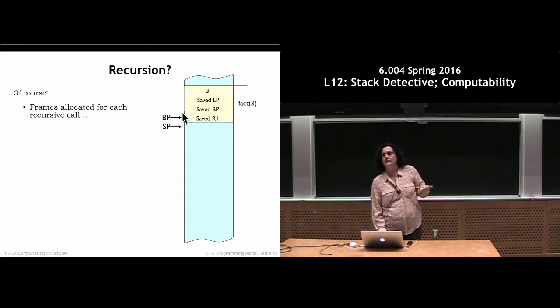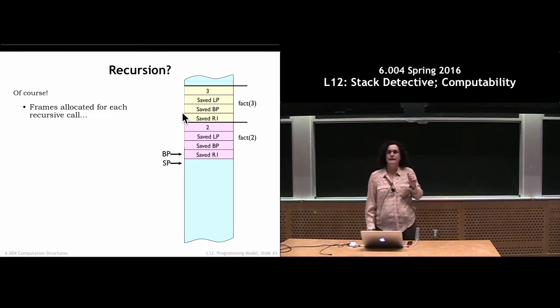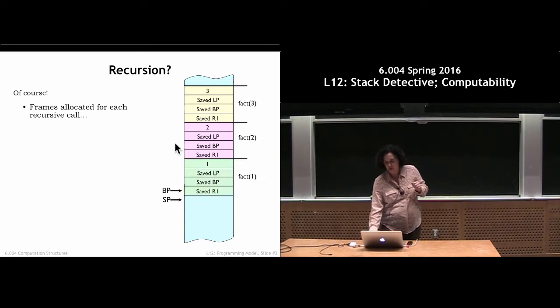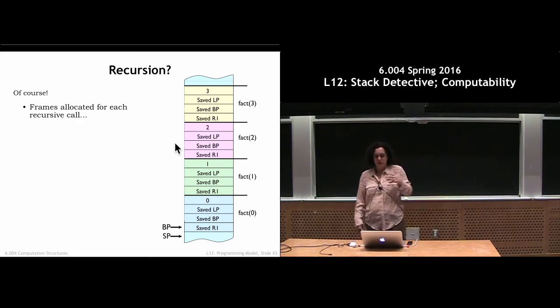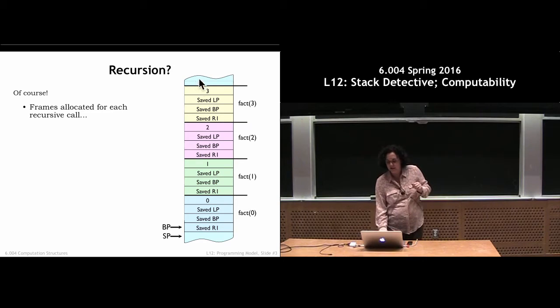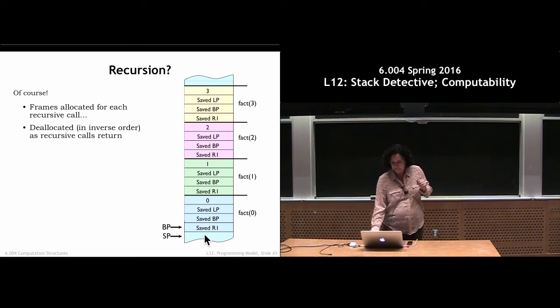Factorial of 3, we saw in last lecture, depends on factorial of 2. And so it's going to create another activation record on our stack. And here we have argument 2 with its own versions of LP, BP, and R1. Similarly, factorial of 2 depends on factorial 1, and factorial 1 depends on factorial 0. So at some point in our computation, we're going to have all of these activation records stored in our stack. And then when we're ready to start returning values, we're going to deallocate these activation records in reverse order.